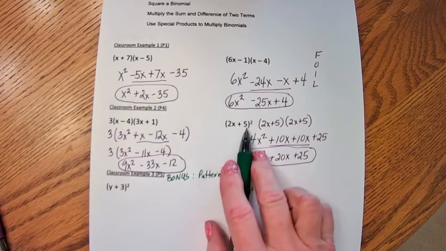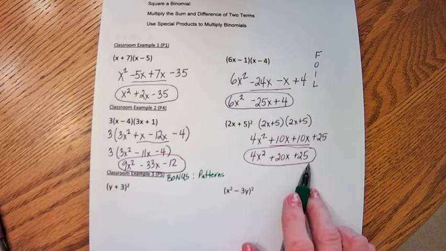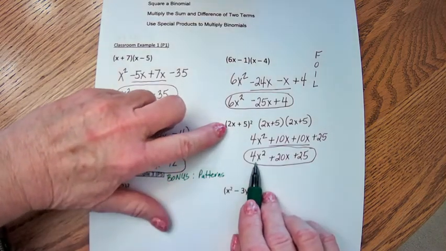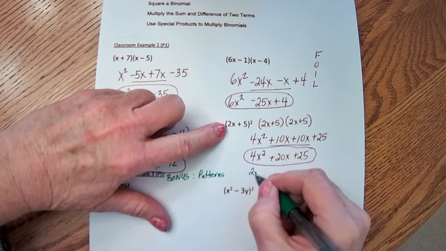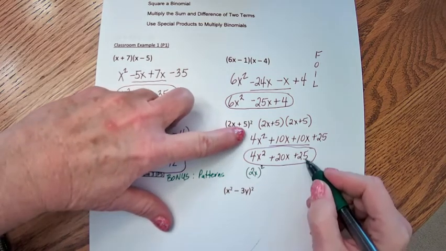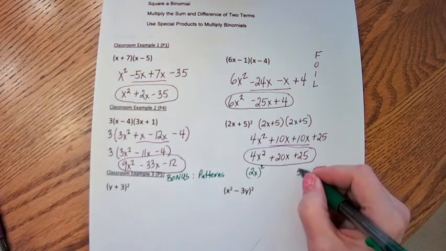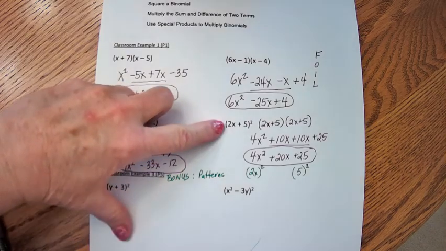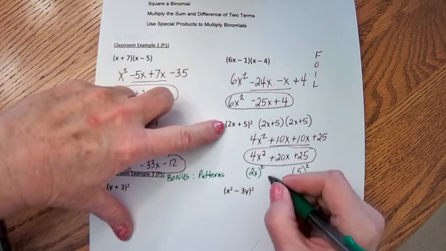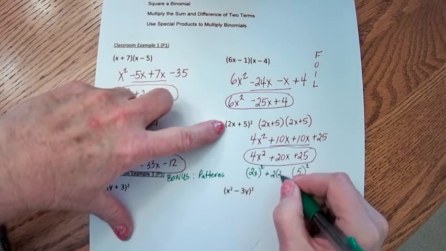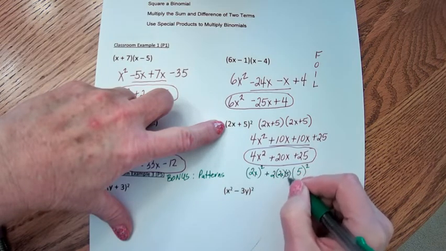Let's go back to 2x plus 5 squared. What do we notice here? My first term is 2x squared, and my last term is 5 squared. And what's in my middle term? My middle term is 2 times 2x times 5.